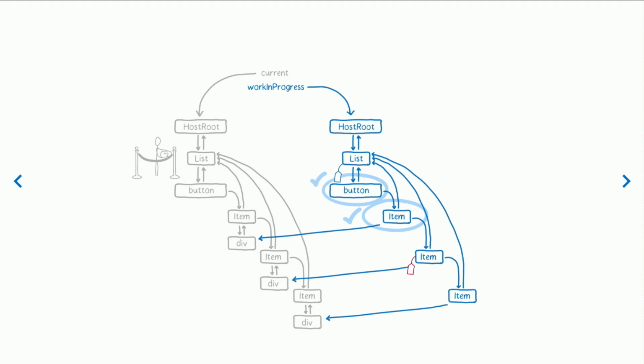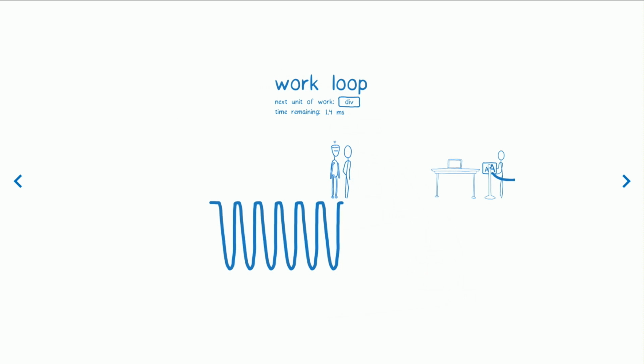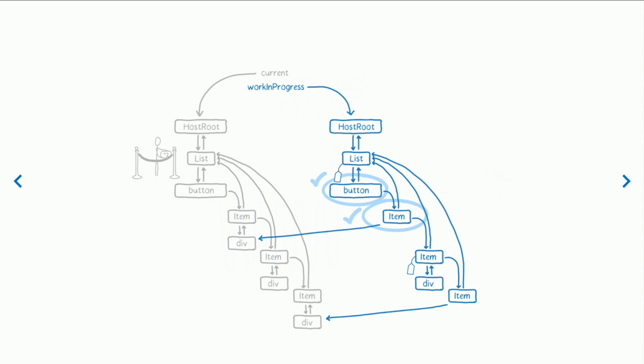We go back up. We come back down. It's processed in much the same way, except this time should component update does return true. So it gets marked as having a change. It gets that tag attached to it. And its div is cloned and returned as the next unit of work. We still have a little bit more time on the clock, so we're going to process this div.